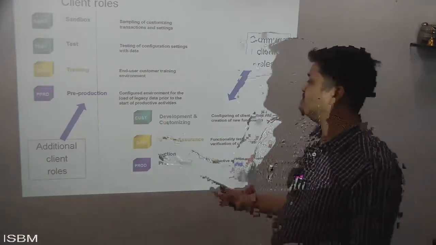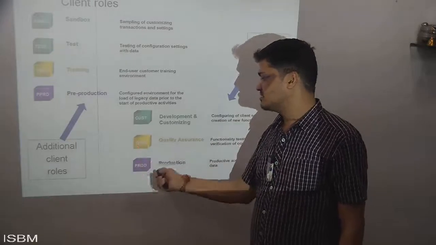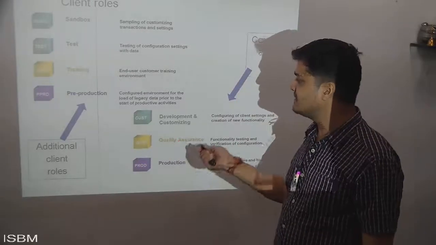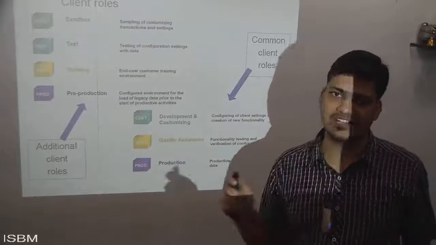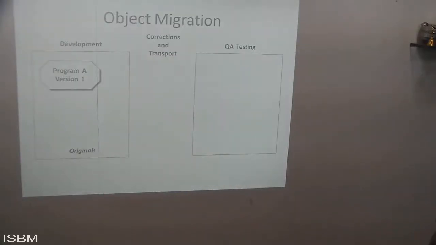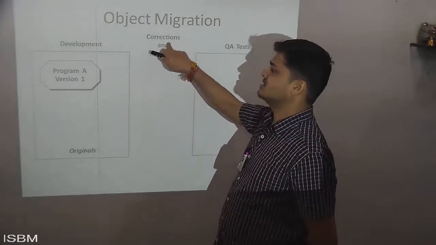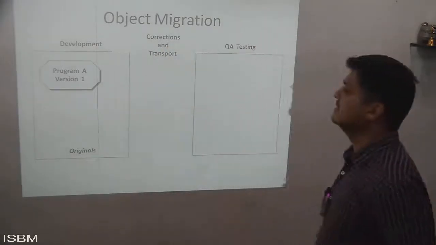So transport request basically moves things from one system to another system, and from that system to another system. The transport request will help you move each and every piece of data from one system to another. Object migration, how to do correction and transport. See the transport request over here. This is called the correction and transport request.